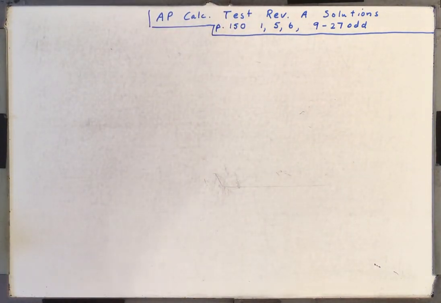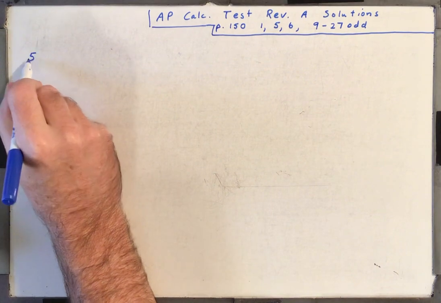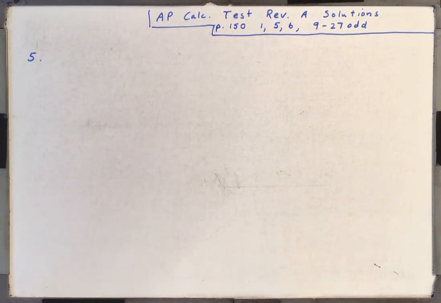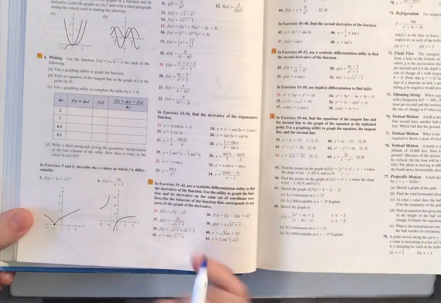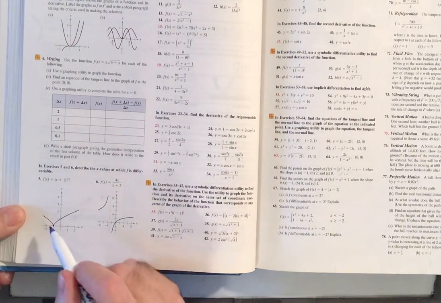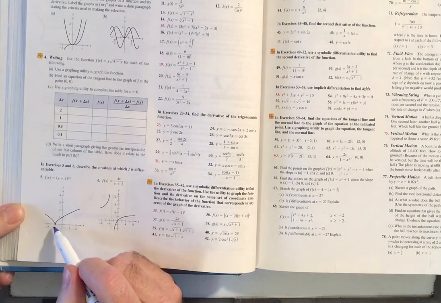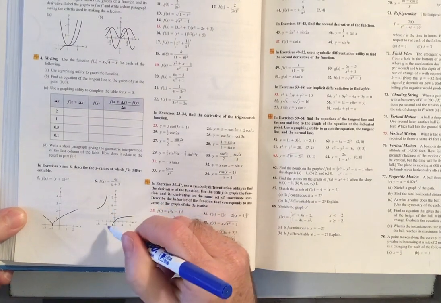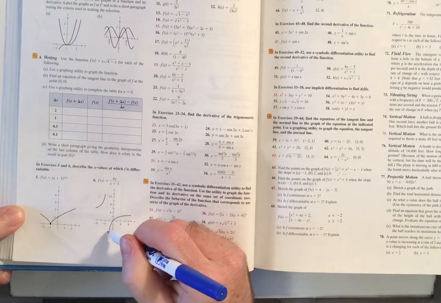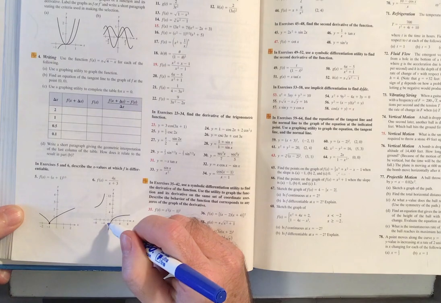All right, number 5. On number 5, we're going to state, and also number 6, where is it not differentiable? Well, it's not differentiable at a sharp turn, number 5. So that's going to be at x equals negative 1. And it's also on number 6, not differentiable at a vertical asymptote. So that is x is equal to negative 3.